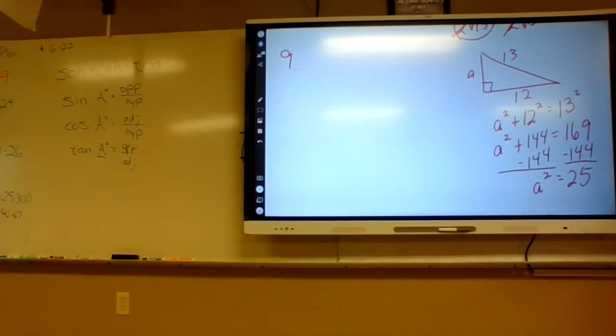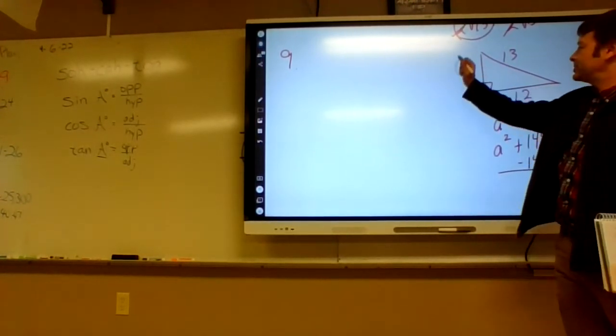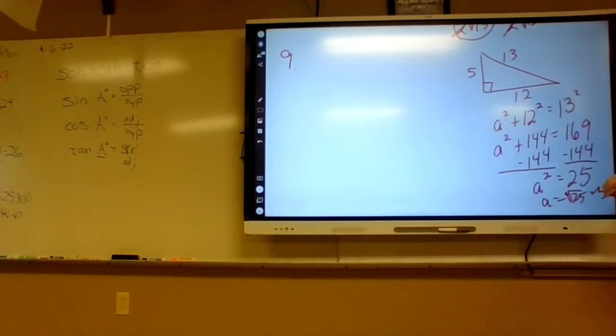If a squared is 25, then what's a? A is 5. A is the square root of 25, which is 5. Anyway, so I'm just going to replace that a right there with a 5. Okay, was it 34 on the other triangle? Yeah, just 34.